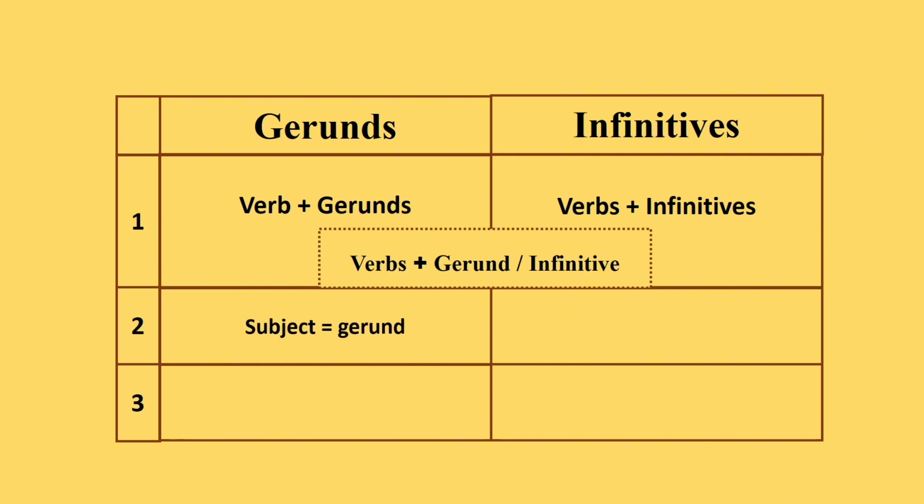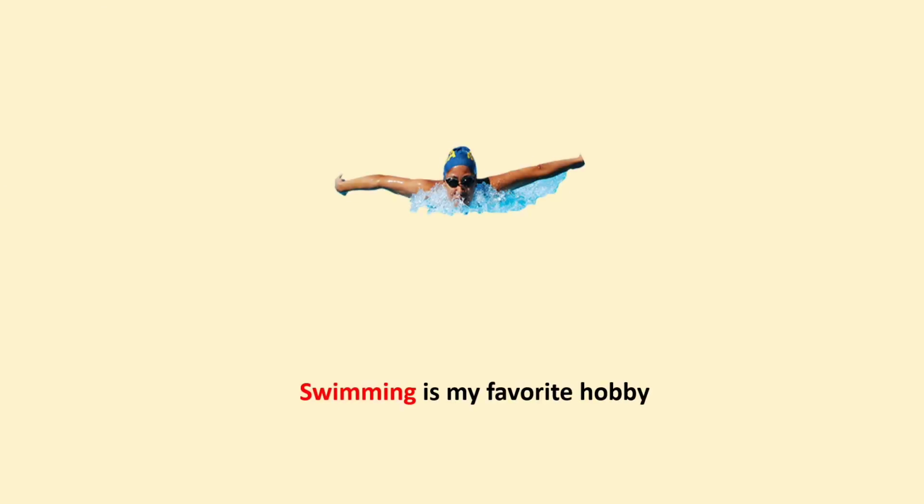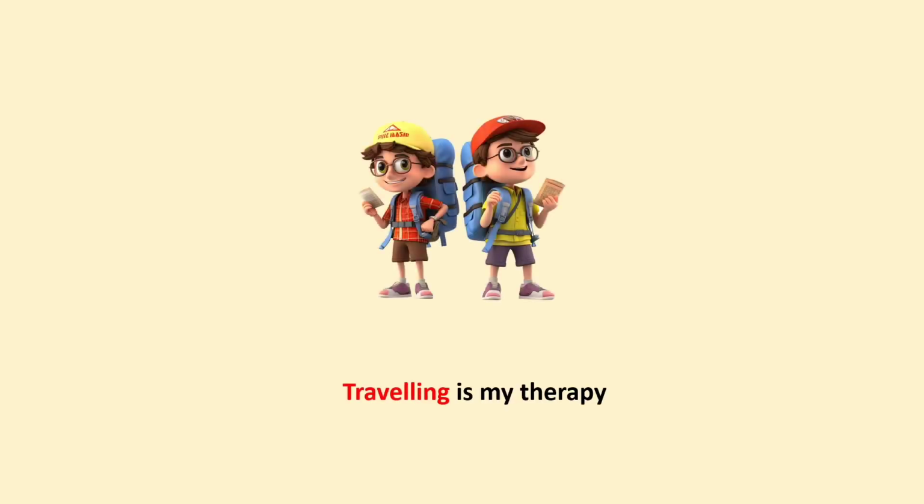The subject of a sentence is usually a gerund. For example, swimming is my favorite hobby. Traveling is my therapy.